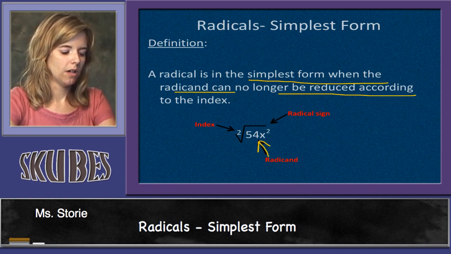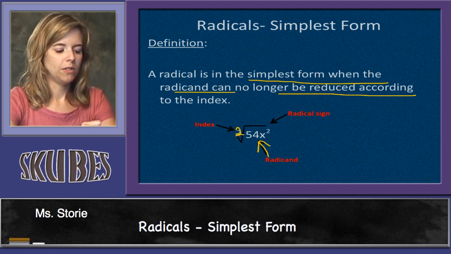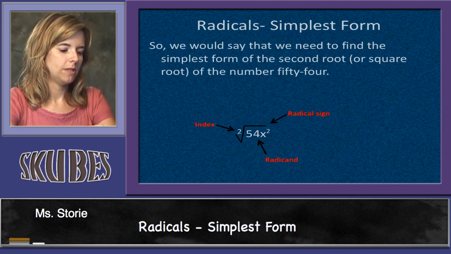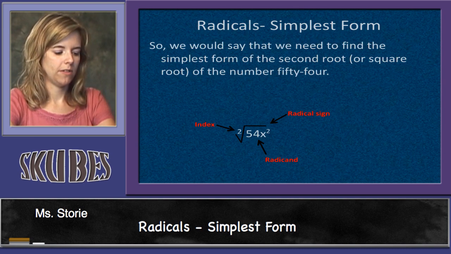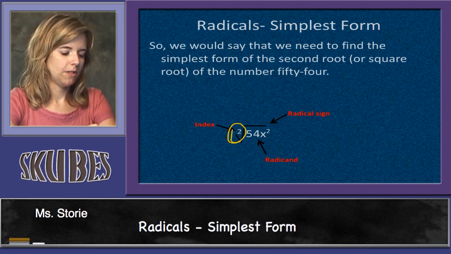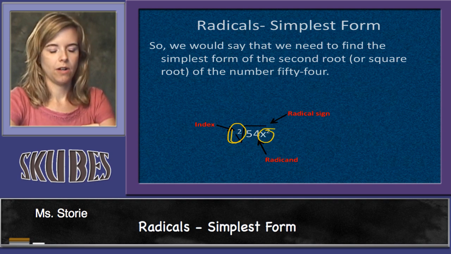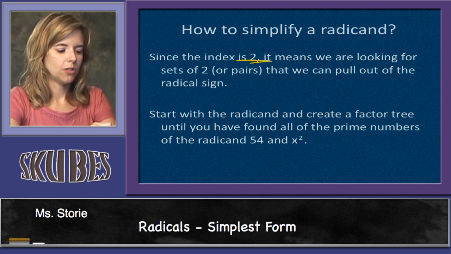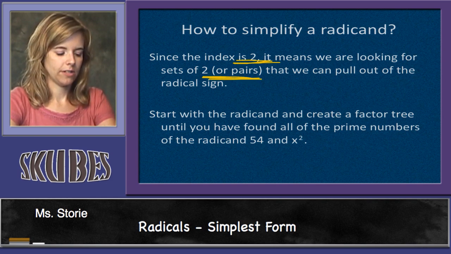So 54, can we reduce it down to groups of 2? Yes, 54 is not down all the way, the smallest it can be. So we would say that we need to find the simplest form of the second root, or we commonly call it the square root, of the number 54, and that x squared as well. Since the index is 2, it means that we're looking for sets of 2's, or pairs, that we can pull out of the radical sign.